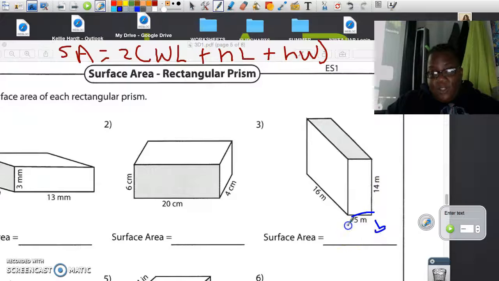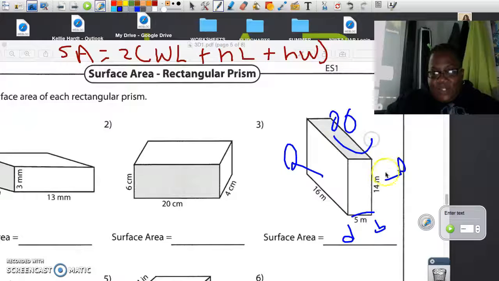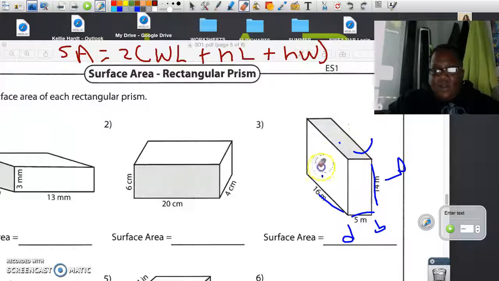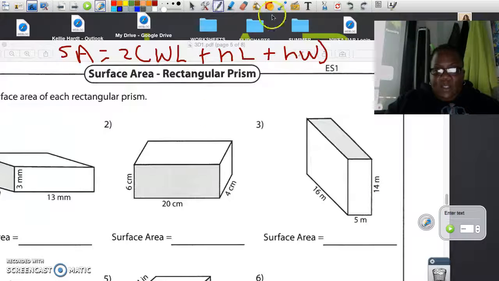Remember, all you have to do is pretend that you're drawing to where you can actually see a person. There it is. So that's width. This is height. That is length. So with that information, you can now plug this in. Width is going to be 5. Height is 14, length is 16.